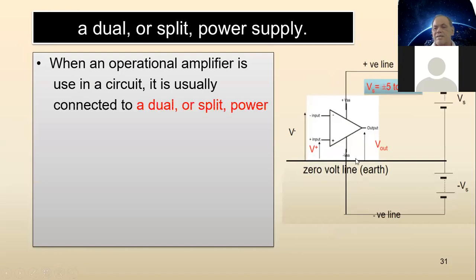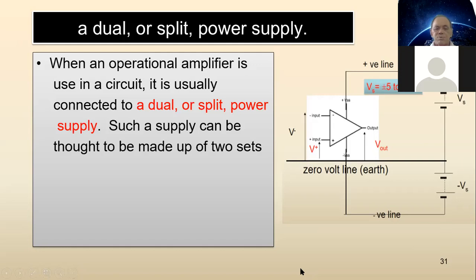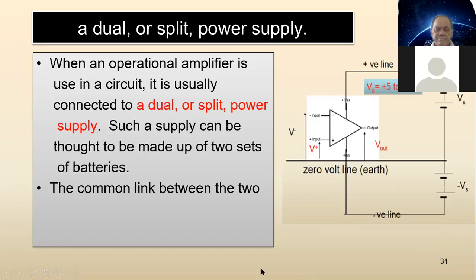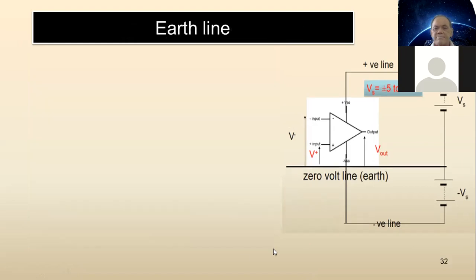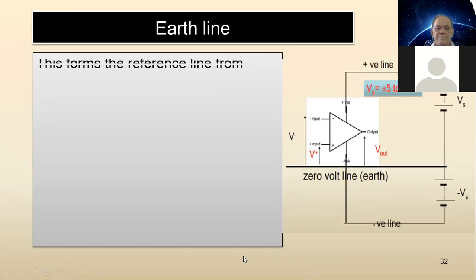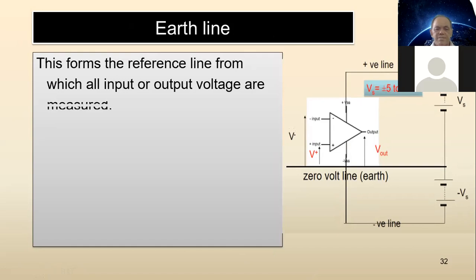Okay, so you might have two different power supplies, a dual or split power supply. Such a supply can be thought to be made up of two sets of batteries, if you like. And then the common link is the zero line, or the earth line. Earth line is your reference line for your input and output voltages. They are measured from this earth line.